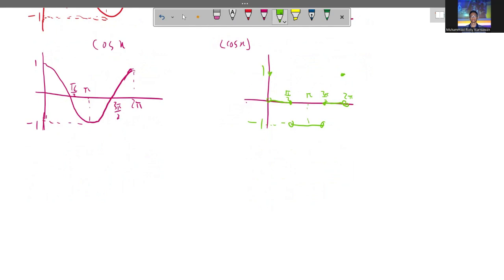Now, the graphs of tangent of x and cotangent of x might be a bit more difficult, as well as the GIF functions. So here's the one for tangent. For tangent, you have asymptotes at x equals pi over 2 and x equals 3 pi over 2. So your graph looks like this.